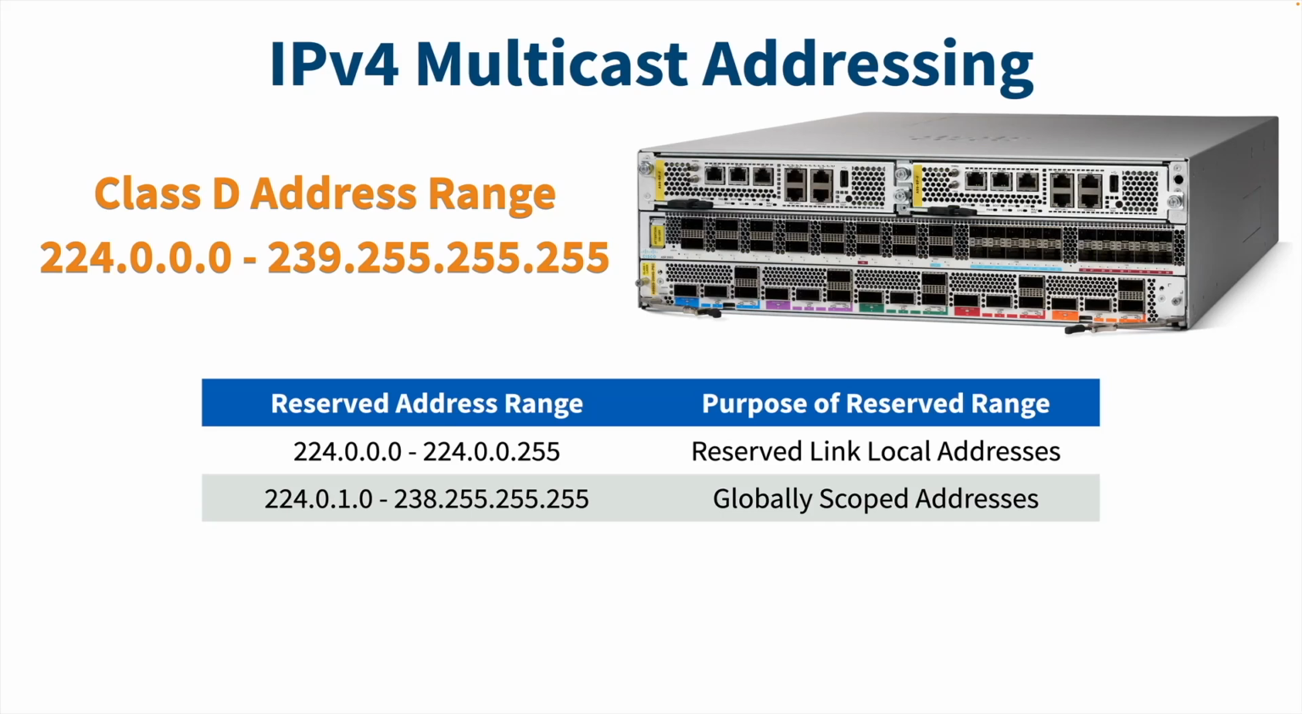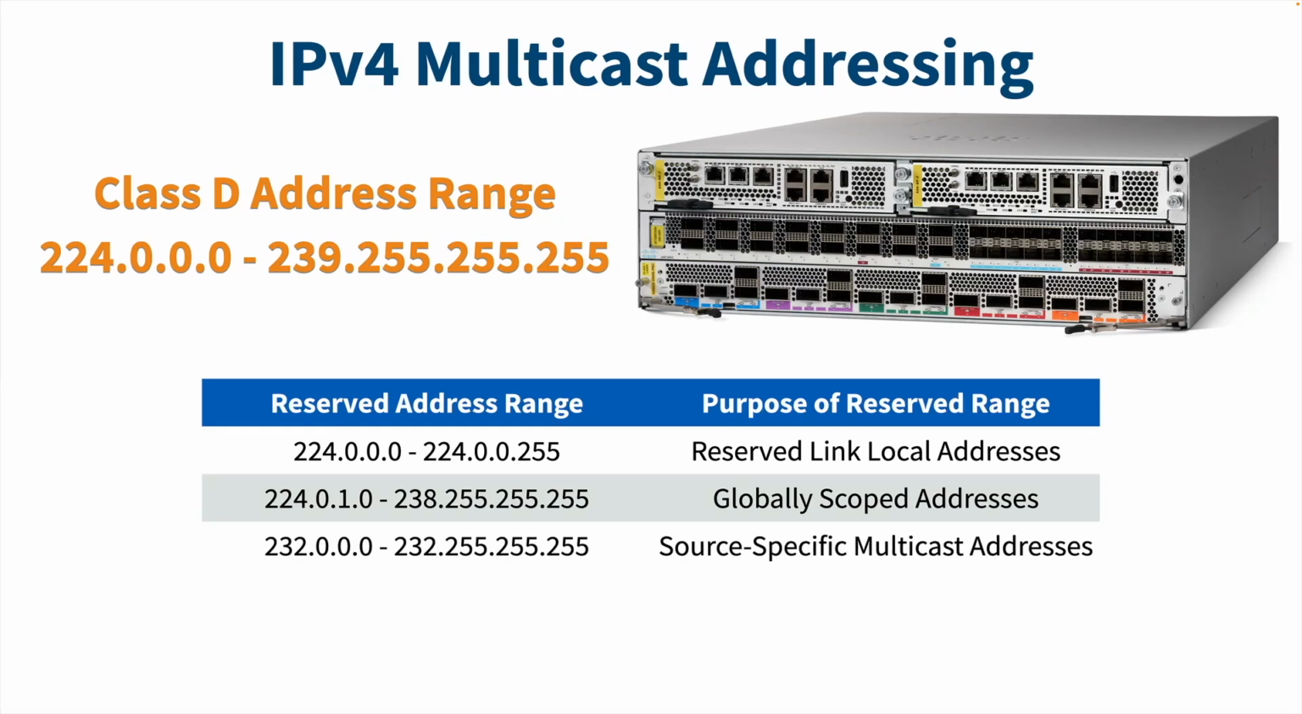But within this globally scoped addresses range, we have some subcategories. For example, an IP address that begins with 232 in the first octet. That is called a source-specific multicast address. Oftentimes, a PC will say, I want to belong to a multicast group, but I don't really care who the source is. Well, here we're saying I do care who the source is.